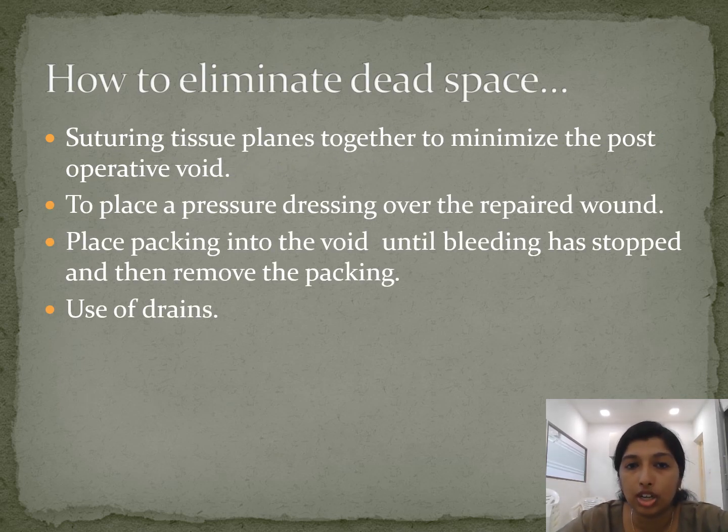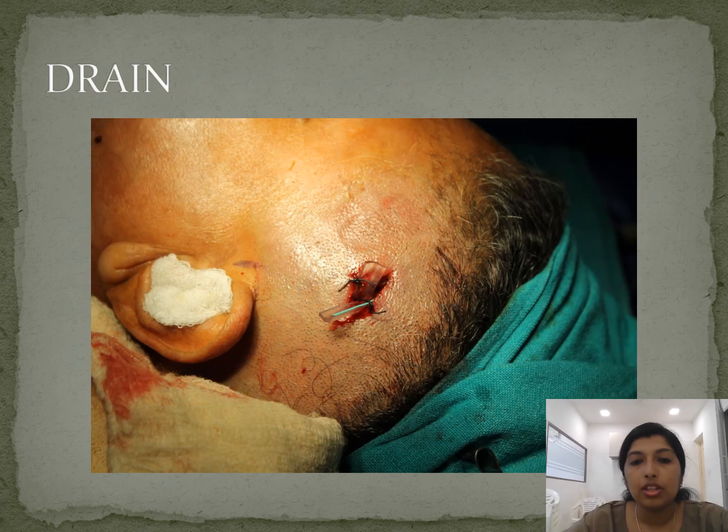Suturing of planes together to minimize the post-operative void. Place a pressure dressing over the repaired wound. Place packing into the void until the bleeding has stopped, and then remove the packing. And use of surgical drains. This is what I've said before. This is a surgical drain that you have seen.